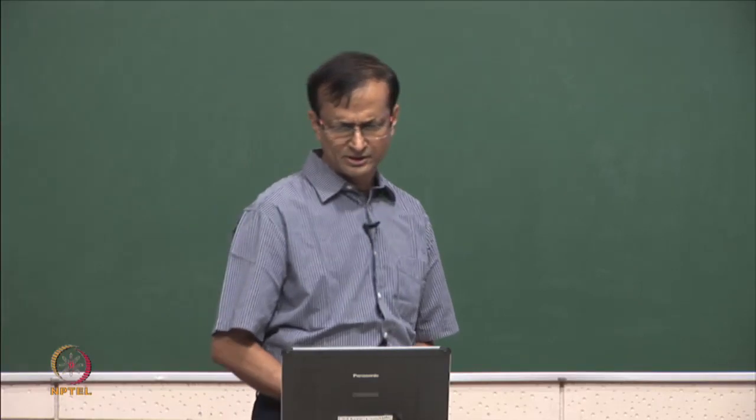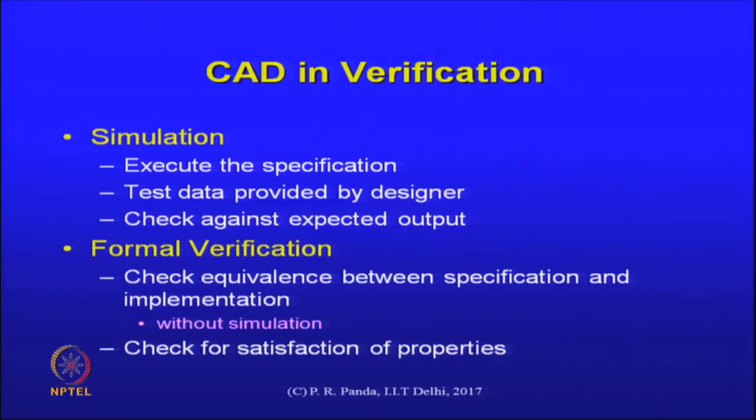So there is a need to expand the scope of verification beyond simulation, and formal verification is a mechanism that is somewhat nicely orthogonal. Its objective is somewhat different. It does not rely on any test data provided by the designer. So it does not do any simulation at all, but it, for example, may check for equivalence between a specification and an implementation, or it checks for satisfaction of a certain property.